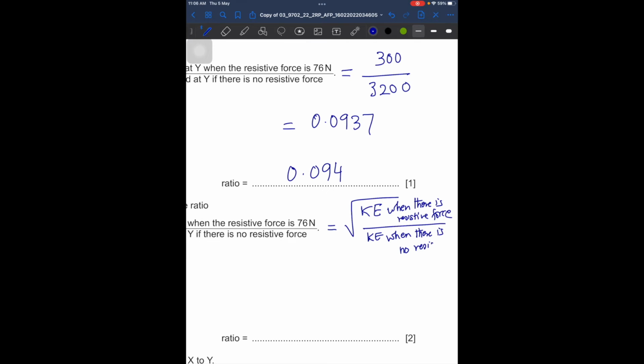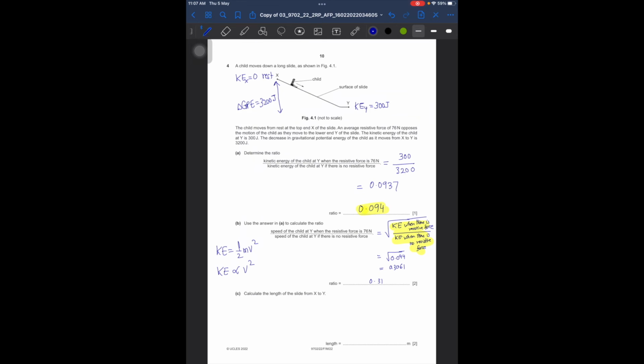over KE when there is no resistive force. Now we don't have to actually write it down. Just for the sake of explanation, we already calculated that ratio, this value we actually calculated here. So we have to just put that number in the square root. You have to take the square root of it. That will come out as 0.3061. You can use calculator and check that. We will round it off to 2 SF, 0.31.